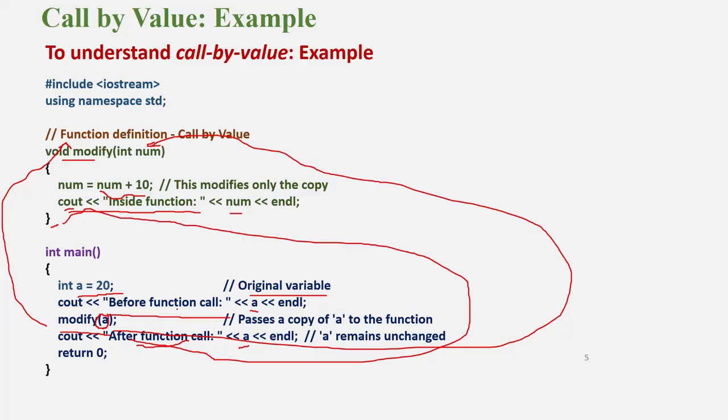So what we expect is that initially, before the function call, a is displayed as 20. We called the modify function, and in the modify function we displayed num. Here again, after returning back, we display a. We have to check whether a has been modified by the modify function, whether it is 10 or 20. That we will check in Dev C++.